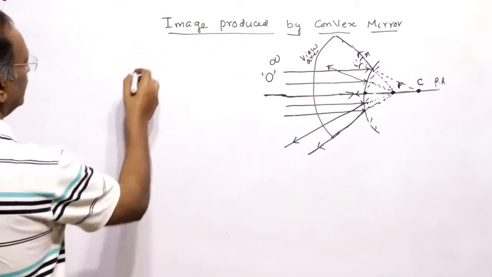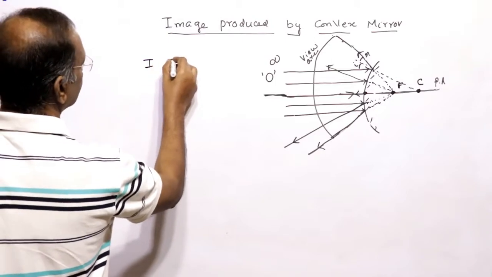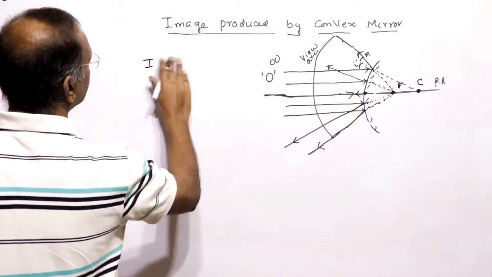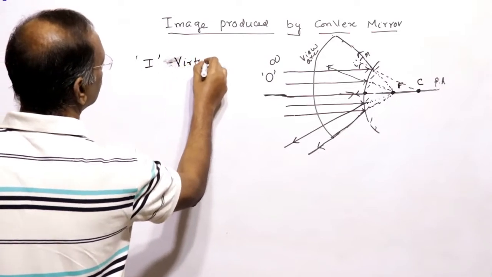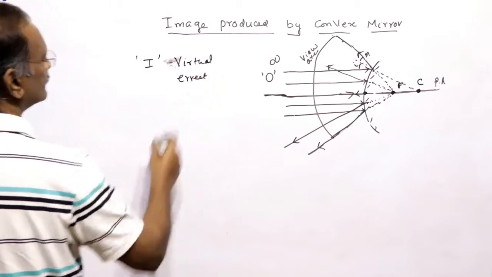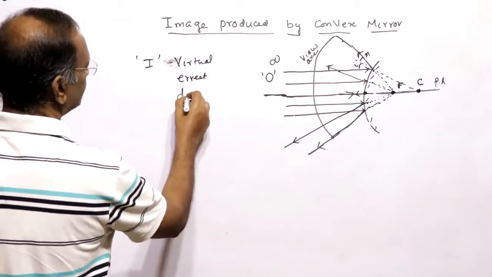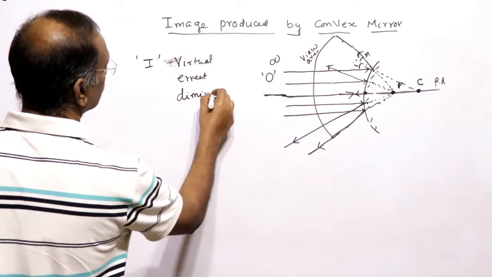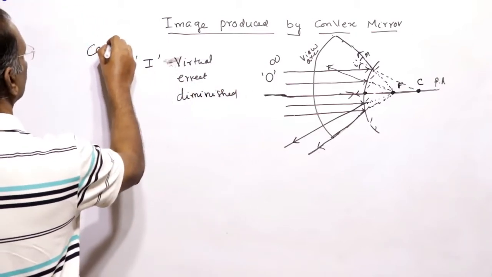So what will be the case? The image is virtual. It will be erect. The image will be virtual, erect and diminished. This is case 1.